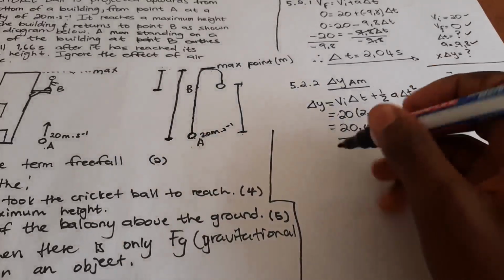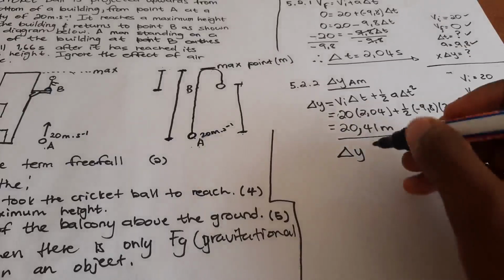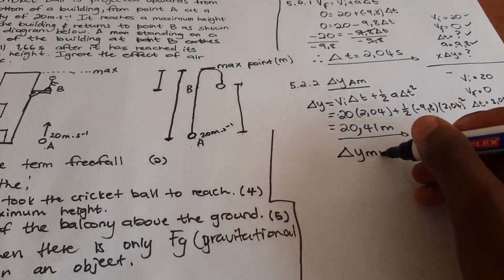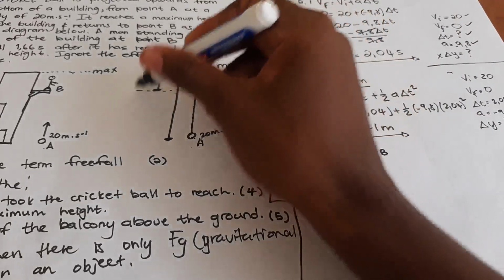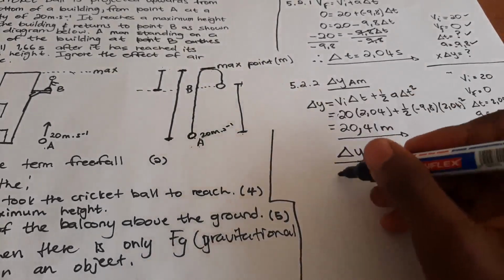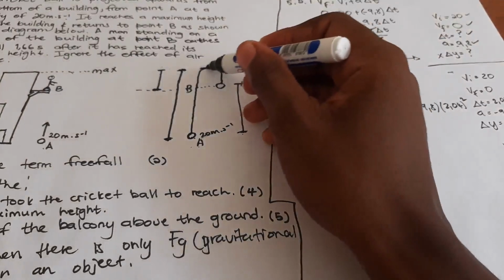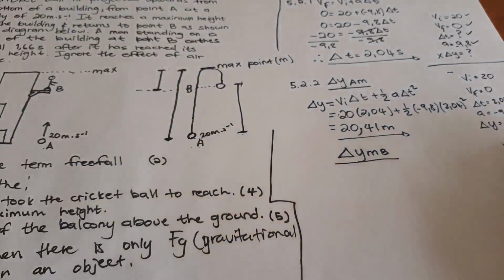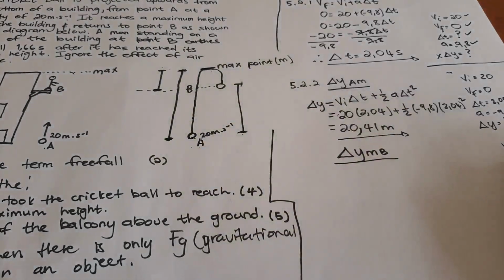So again, we have to look for change in y from the maximum point to point B. We are going to use the very same formula. In this case, we do have all the variables. The initial velocity is equal to 0 because it was from the maximum point going down. It's like it was dropped when it was at maximum value.